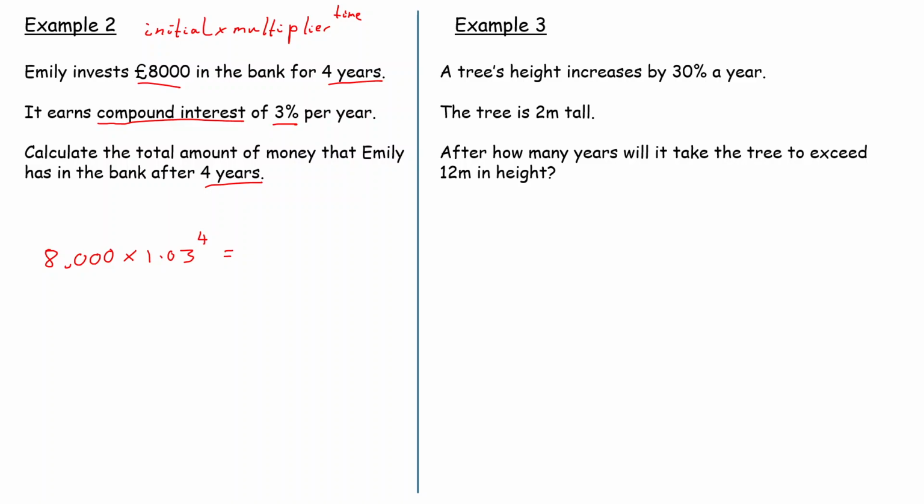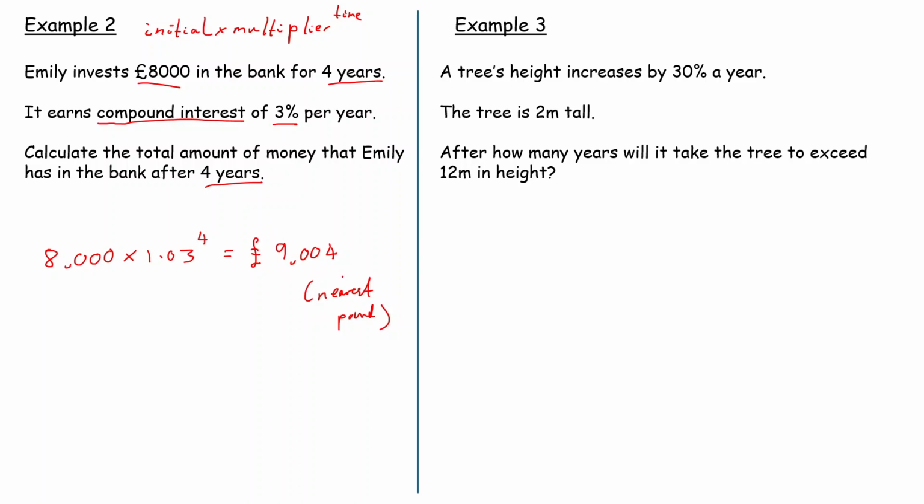So 8,000 times 1.03 to the power of 4. So after 4 years with an interest rate of 3%, we get, or Emily's going to get in her account, £9,004, to the nearest pound. Okay? So we can see the increase in what she's got has gone from 8,000 to £9,004.